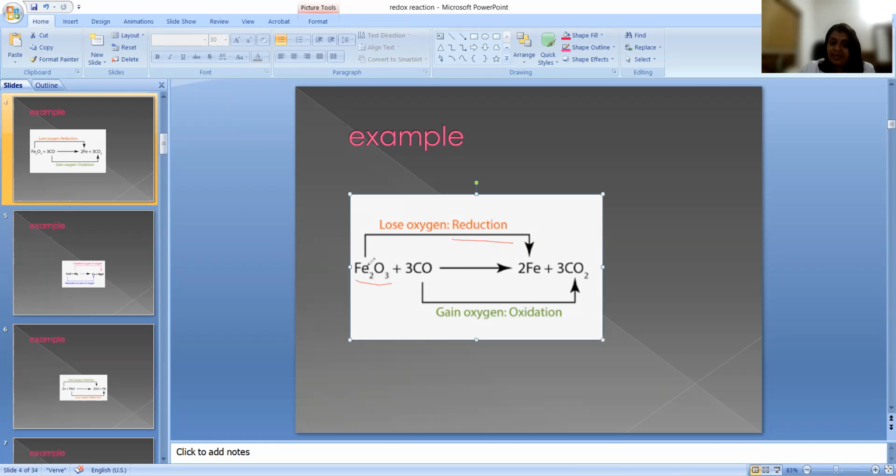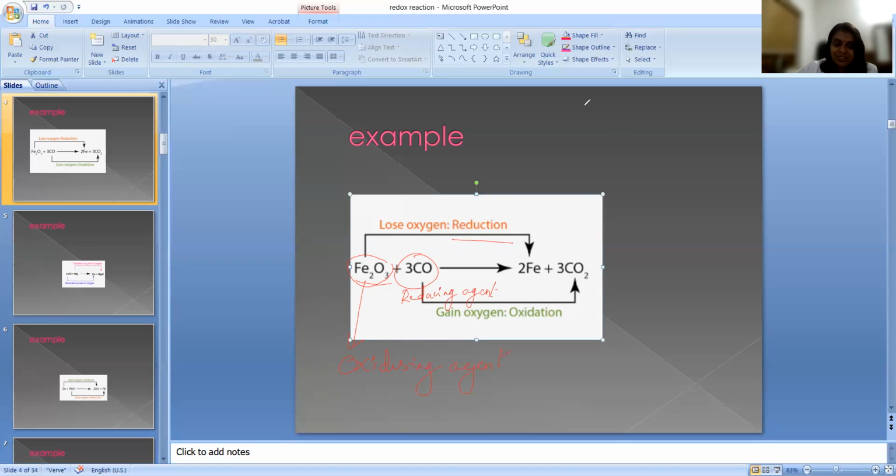Now, one more thing you have to understand. If this particular compound is undergoing reduction, it will act as an oxidizing agent. Those undergoing reduction act as oxidizing agents, and those undergoing oxidation act as reducing agents. The reason: Fe2O3 is giving oxygen to carbon monoxide. It is undergoing reduction and giving its oxygen to another compound, so it acts as an oxidizing agent. Clear?